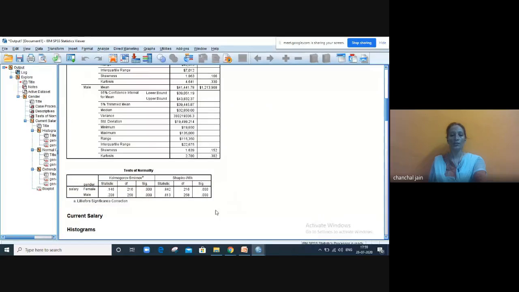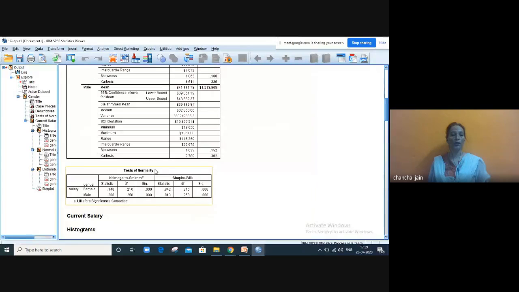So according to these tests, generally we need to check the Shapiro-Wilk test. This is giving you the significance level, or the p value, that is 0.000 in both the cases, in case of the female group and in case of the male group. When we are talking about the salary in context to the female and the salary in context to the male, we can check the significance level or the p value. So the p value is less than 0.05. If your p value is less than 0.05, then you need to reject the null hypothesis.